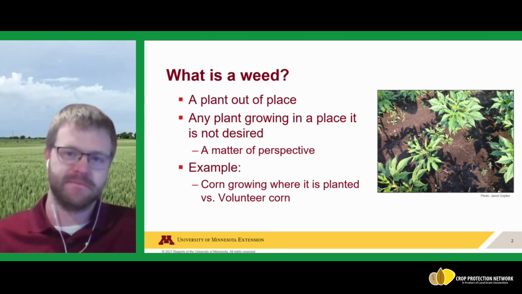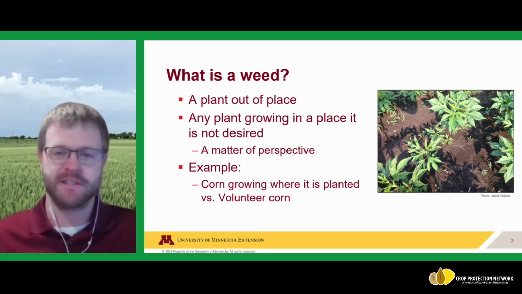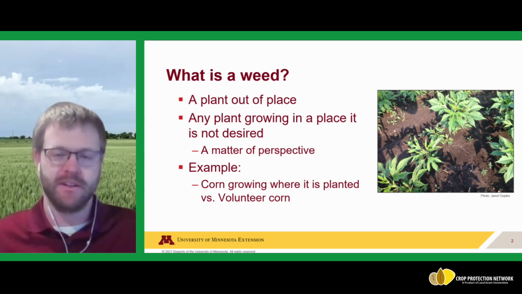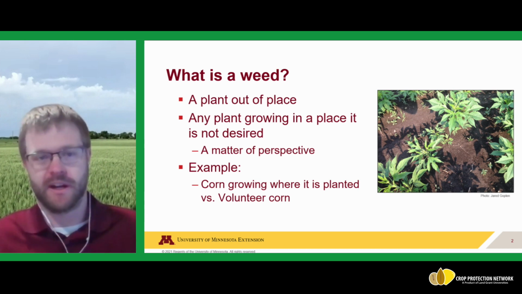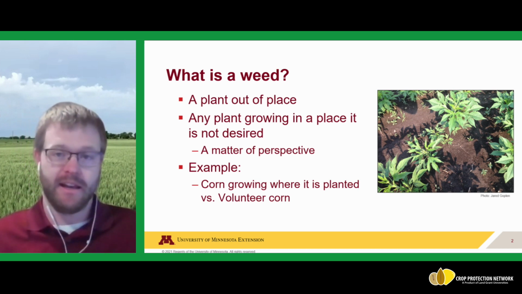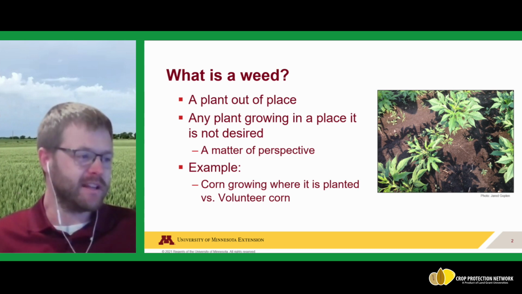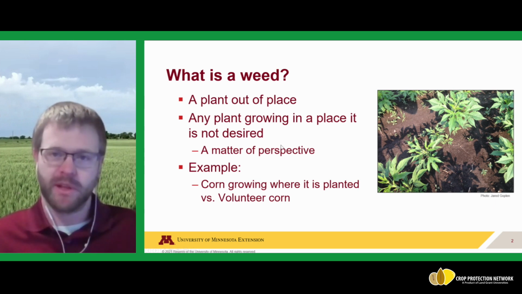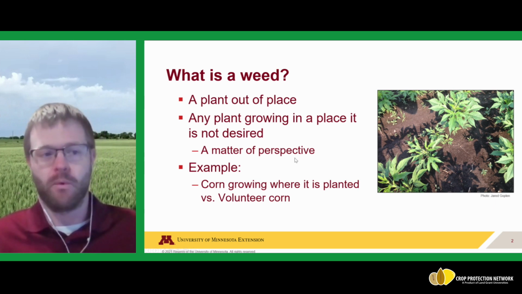It's the same species, but in many cases, we still would consider that a weed because that volunteer seed is not going to be as productive as that hybrid seed that you just had planted. And in many cases, it's still undesirable. It's going to cause some yield reductions for that intended crop. So even though it's the same species, it does still kind of fall into that definition of a weed. But it really just is a plant out of place and growing in a place that you might not want it to.